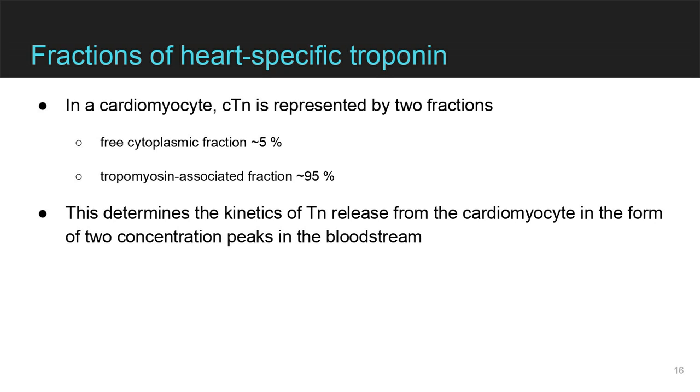Green line, troponin I, troponin T. The first peak, can you see? Is there a cytoplasmic fraction? In the first hours of myocardial infarction, the concentration of troponin I and troponin T becomes high. And the second peak here is related to the entering of tropomyosin-associated troponin I and troponin T. And we have known this dynamics.